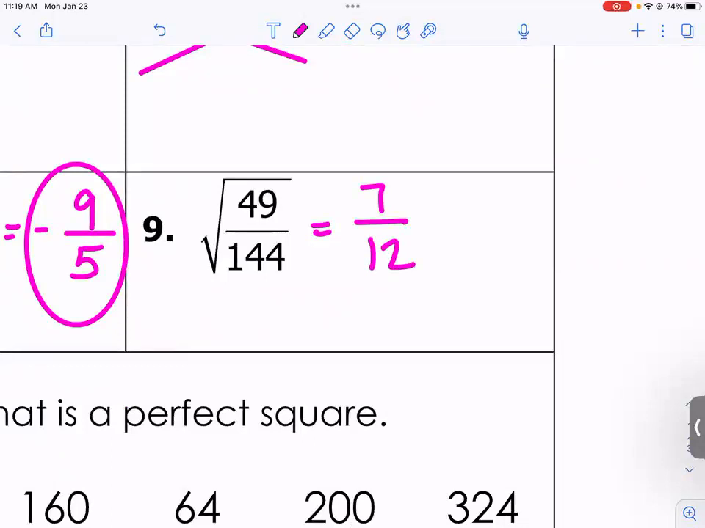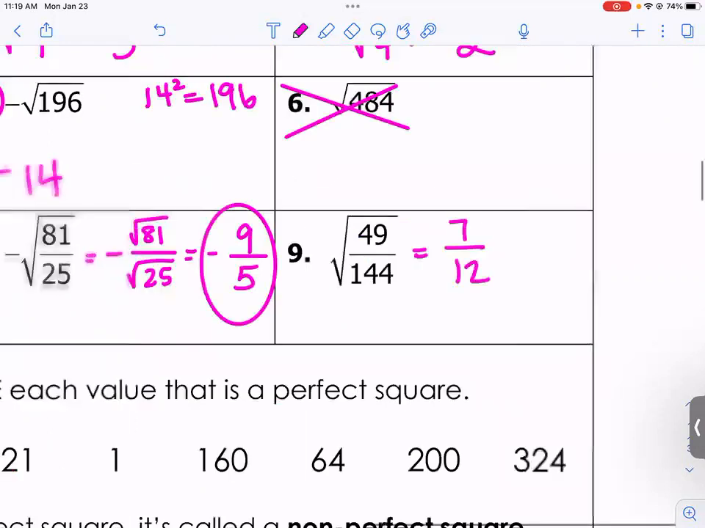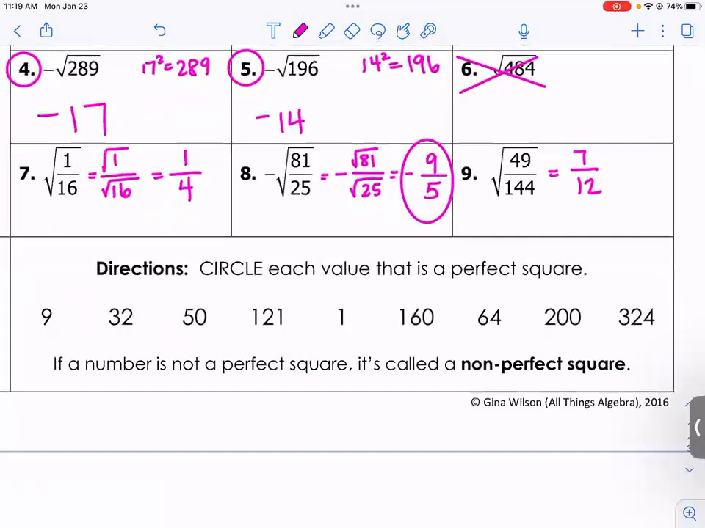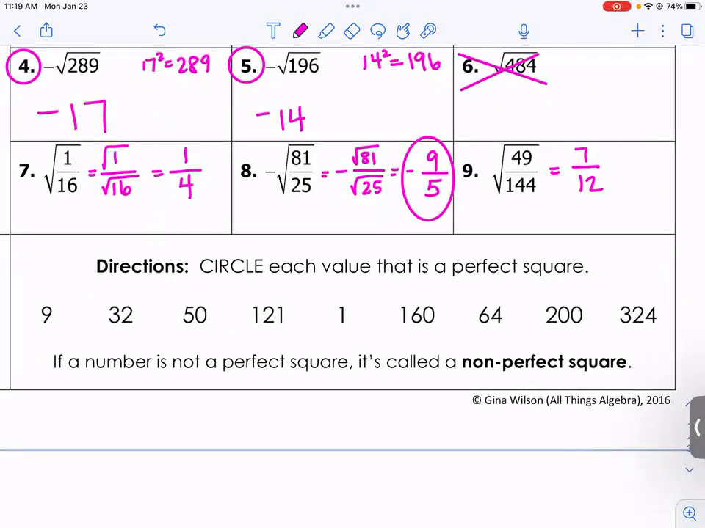Love it. Okay. Now, we need to be able to recognize when our numbers are perfect squares and when they are not perfect squares. So I'm going to give you like 30 seconds for you and your elbow partner to circle all of the numbers that are perfect squares.